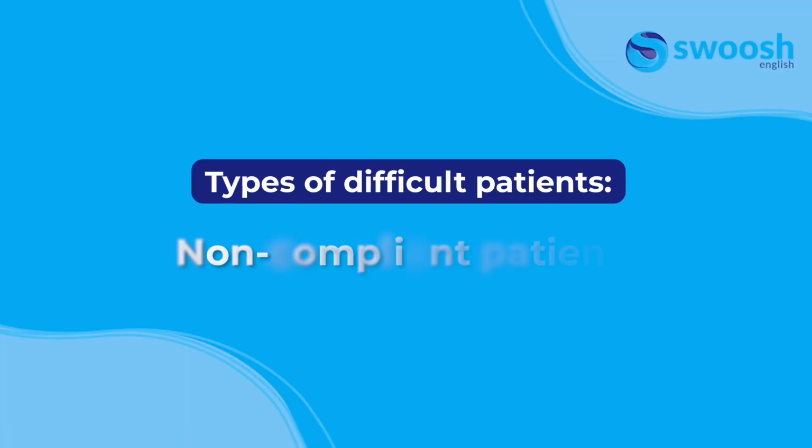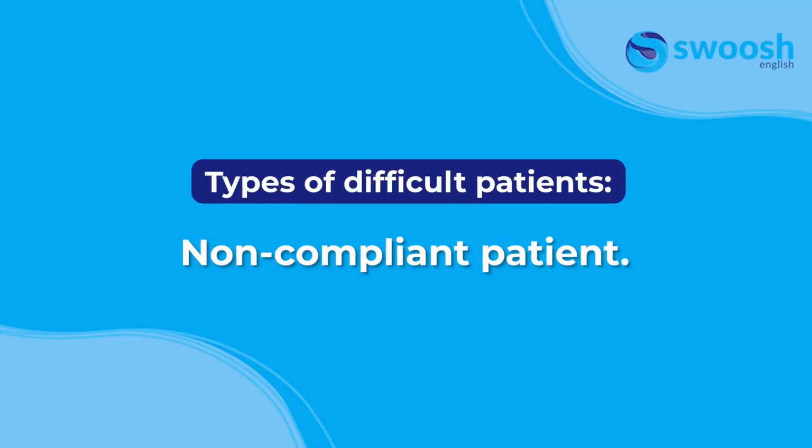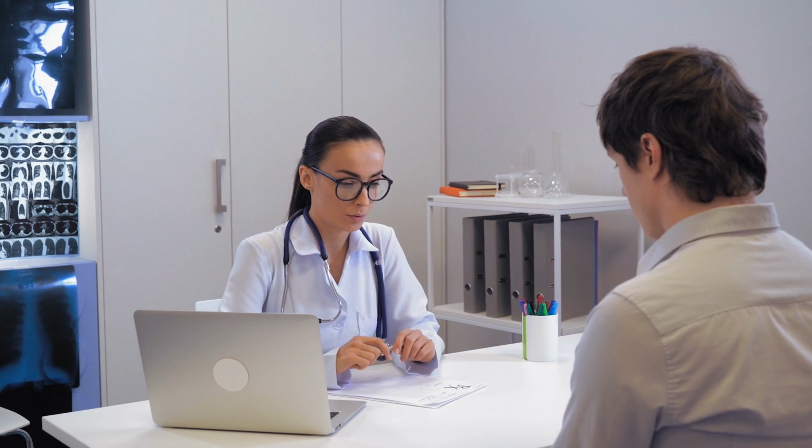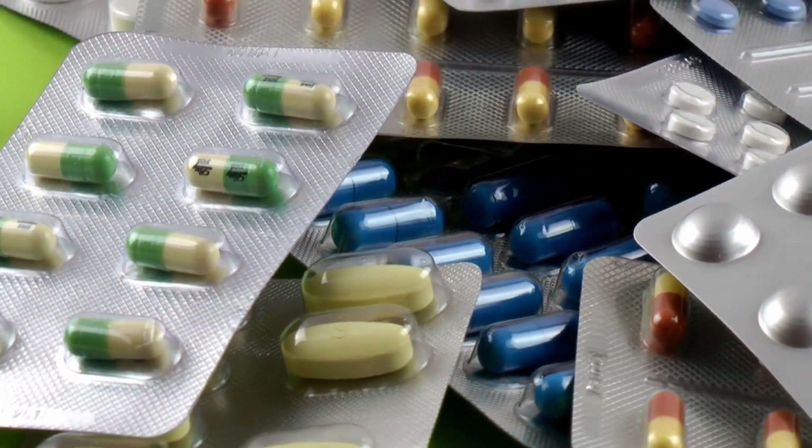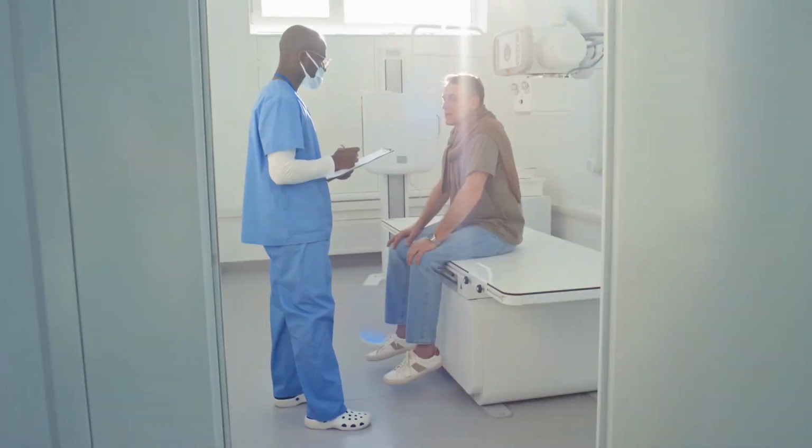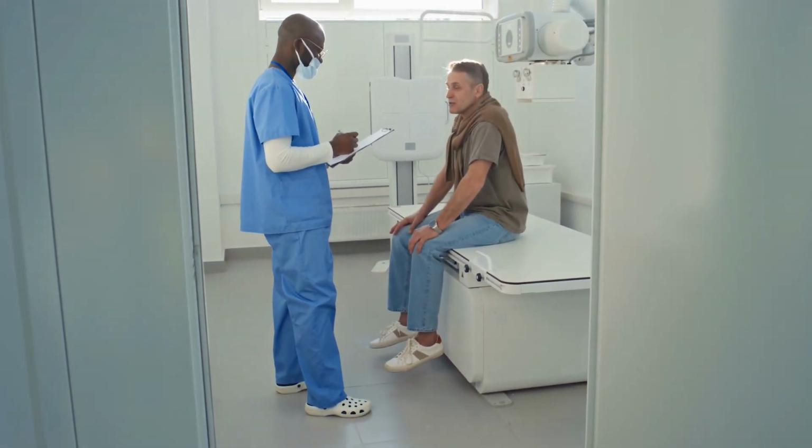Next, we have the non-compliant patient. This is a patient who refuses to take your advice or follow particular medical procedures or even take their prescribed medication. An uncooperative patient might also be a little bit angry as well if they don't want to follow your advice. For uncooperative patients, it's important that you're able to handle the situation calmly so that you can convince them that you are the professional and they should listen to you.